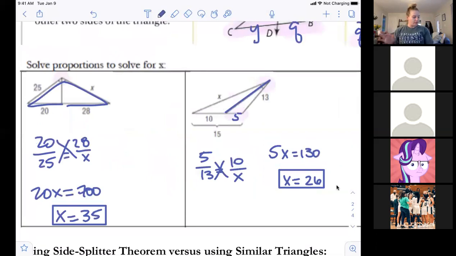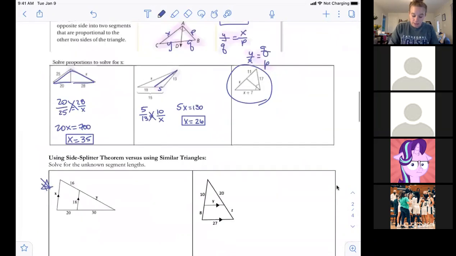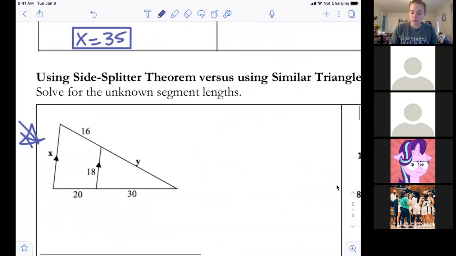Again, we're going to hold the other one for tomorrow. We're going to do one of the ones at the bottom because it's a little bit longer, and it actually wants us to remember something from 7.3. Before I get to that last one, does anyone have any questions so far? No? Okay. This last one says using the side splitter theorem versus using similar triangles. I can use side splitter to find y and set that all up. However, I cannot for x.